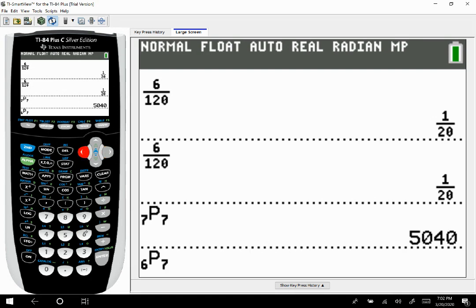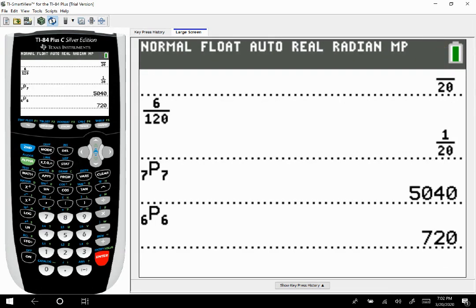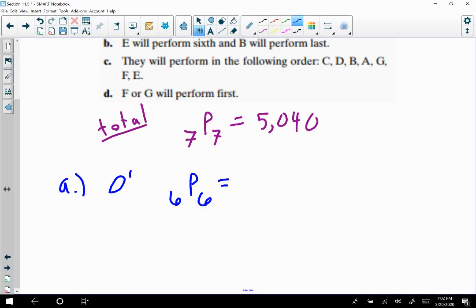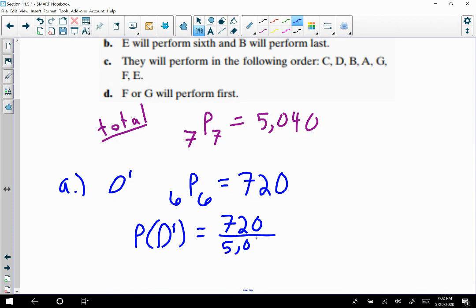I love my kids. So 6P6 gives us 120 different performances with D going first. So I go over here. That's 720. I think I might have said 120. 720. So now if I want the probability of D going first, all we're going to do is put that 720 over the 5,040. And we let it reduce down in our calculators. If you let that reduce down in the calculator, you should end up with 1/7.